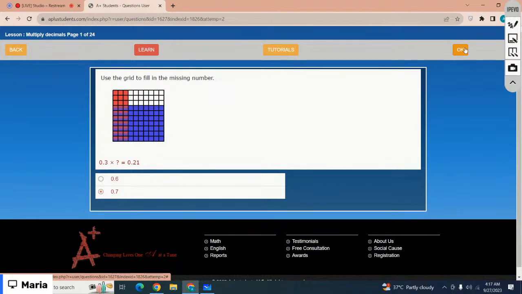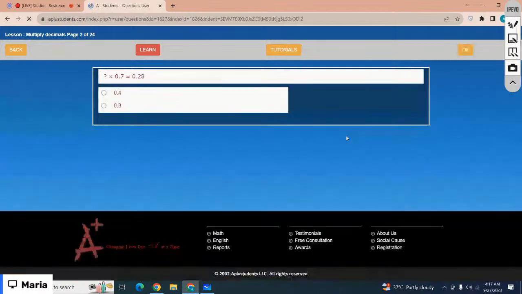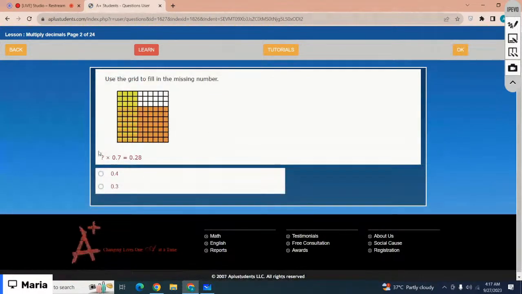Okay. The next one is the missing number times 0.7 equals 0.28. So which number is missing? 1, 2, 3, 4. And this one 1, 2, 3, 4, 5, 6, 7. So that is 0.4. The correct option is 0.4 because 0.7 times 0.4 makes 0.28, right?